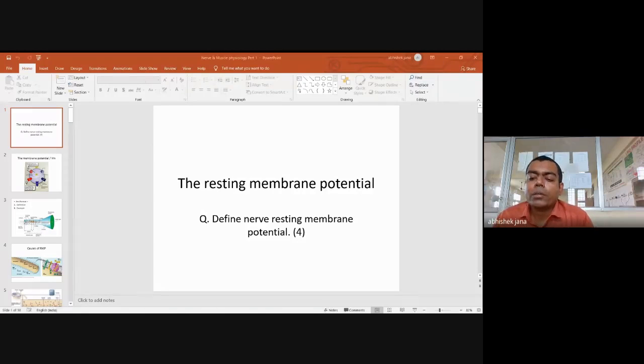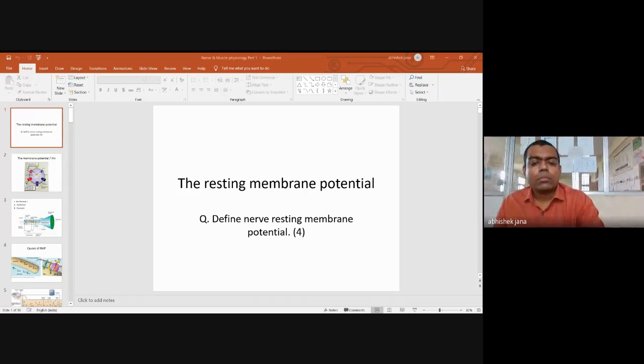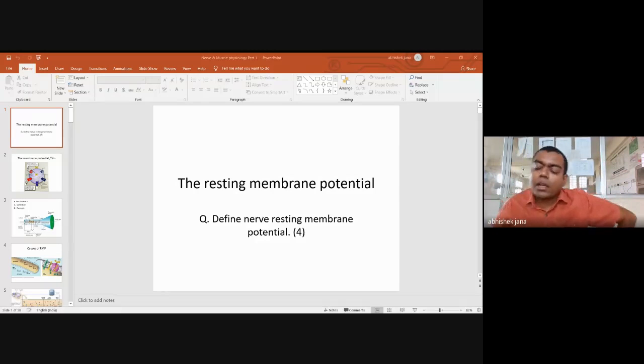Okay, so in this part, if you can see, we need to see important things here. This question was asked in the last exam, in that December exam. The same question was asked: what is resting membrane potential? It is around a 2 marks question asked in this part, in the last December exam only.